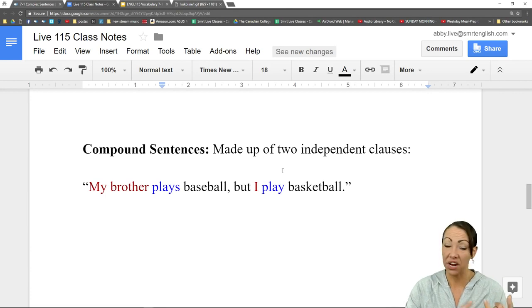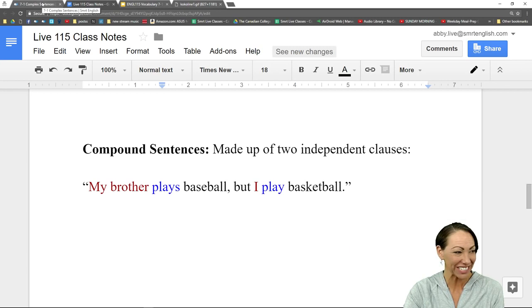My brother, subject, plays, verb. And then in our second independent clause, but I, subject, play, verb, basketball. So that is our compound sentence. And both our simple and compound sentences are the first two of the four main sentence styles in English. And today we're going to be going over the third, which once more is complex sentences.